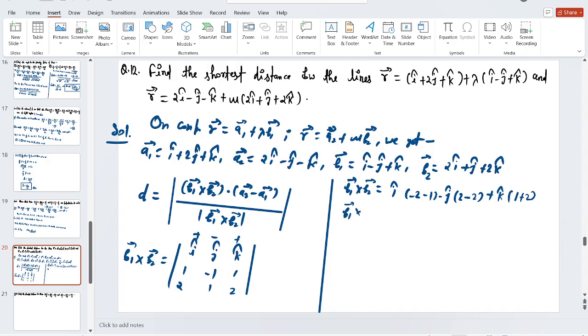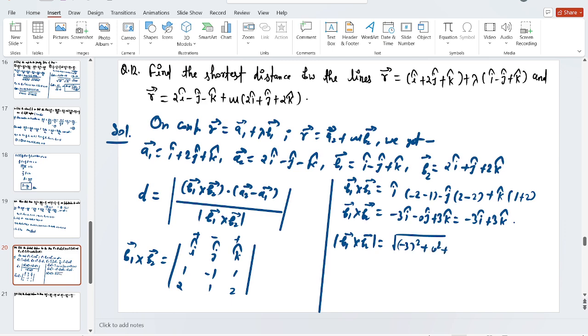Simplifying, vector b1 cross vector b2 is minus 3 i cap, minus 0 j cap, and plus 3 k cap. It becomes minus 3 i cap plus 3 k cap. Taking the modulus: minus 3 whole square, 0 whole square for j cap, and 3 square for k cap. So you get 9 plus 0 plus 9, which becomes under root 18, and that can be written as 3 under root 2.